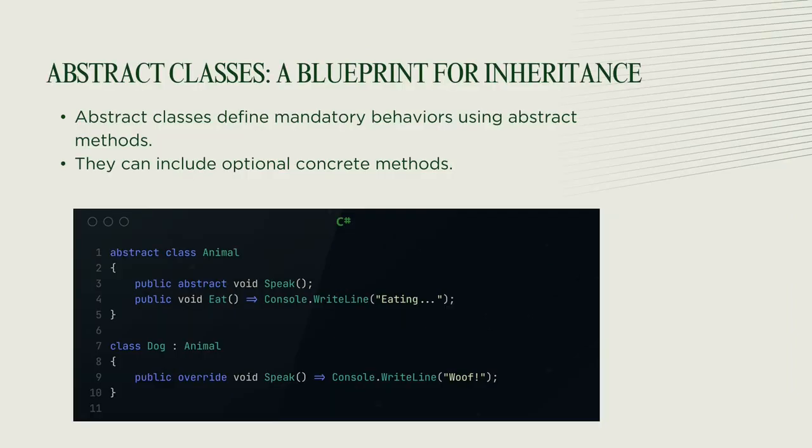Abstract classes and inheritance. Abstract classes allow us to define methods that must be implemented by derived classes, ensuring consistency. For example, in this code, the Animal class has an abstract method, Speak, which means every class inheriting Animal must provide its own implementation of Speak. It's a great way to enforce design contracts in object-oriented programming.